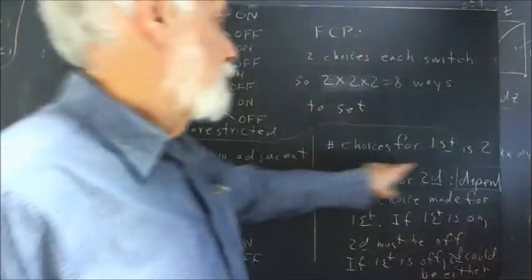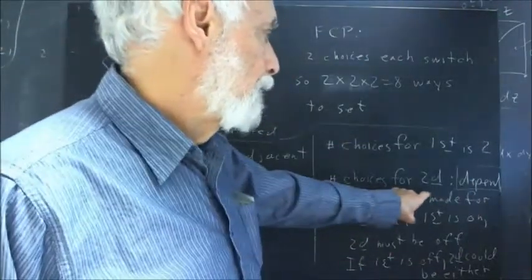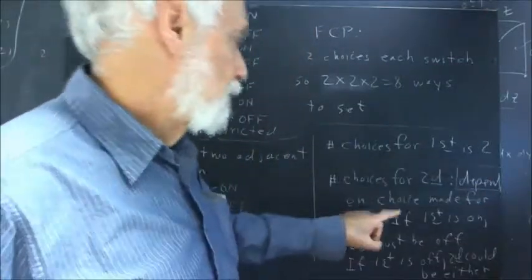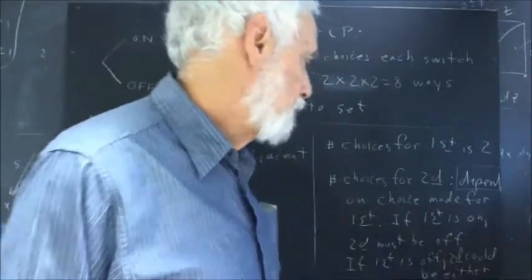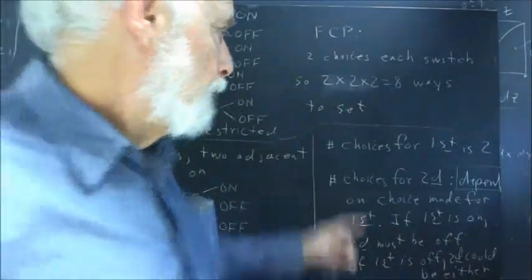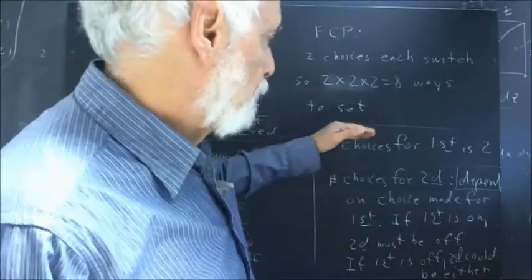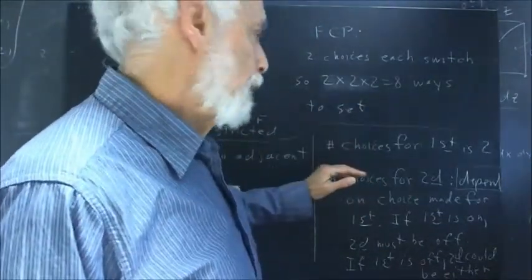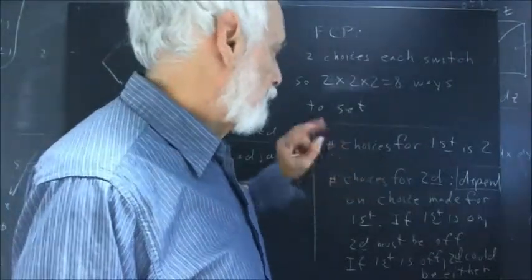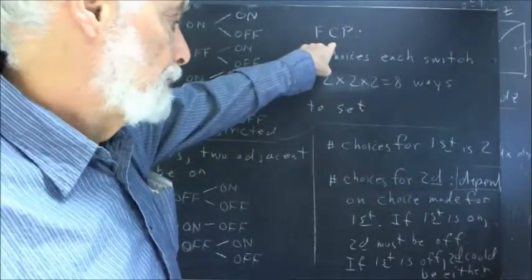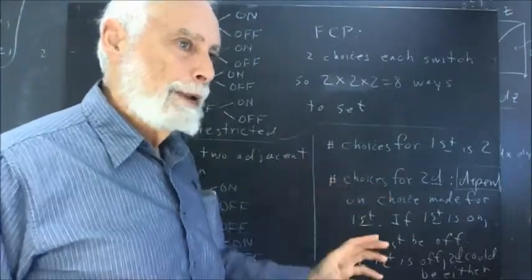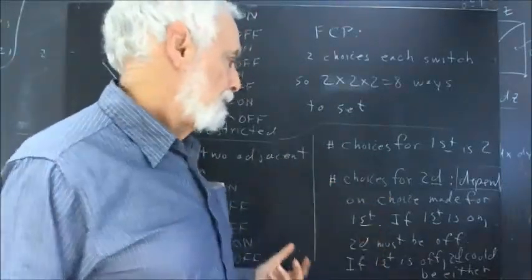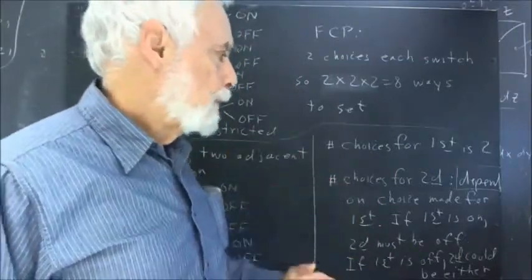So there are two choices for the first. The number of choices for the second depends on the choice made for the first. If the first is on, the second has to be off. If the first is off, the second could be either. You can't answer the question, how many choices are there for the first? How many choices then are there for the second? You can't have just one answer. The answer depends, which means the fundamental counting principle doesn't apply. The fundamental counting principle says the number of choices at each step of the process doesn't depend on what happened previously. The number of choices is the same no matter what happened previously.